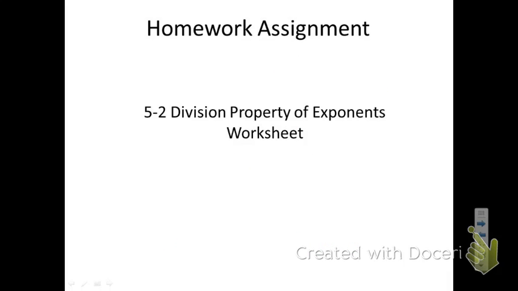Okay, hopefully that will help you with your assignment. It's 5-2, division properties of exponents.